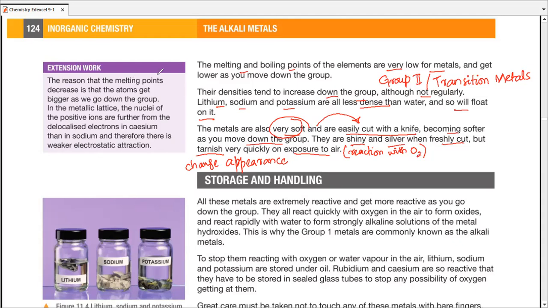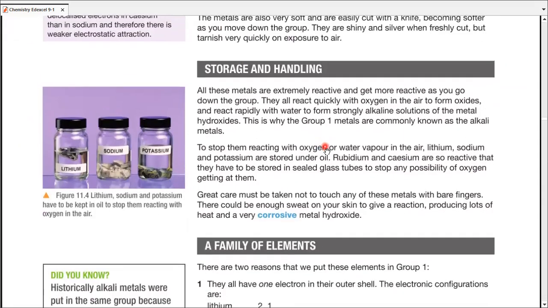The reason that melting points decrease is the atom gets bigger as we go down the group. In the metallic lattice, the positive ions are further from the delocalized electrons, more in cesium as compared to sodium or potassium or lithium. Therefore, there are weaker electrostatic forces of attraction. But this is extension work. They usually don't ask questions about that.